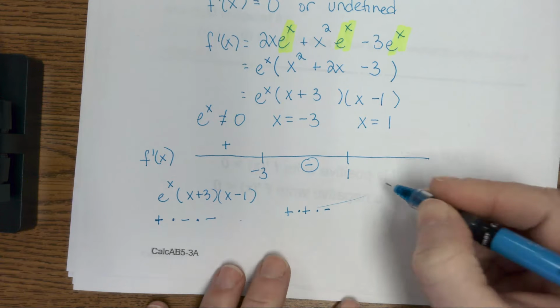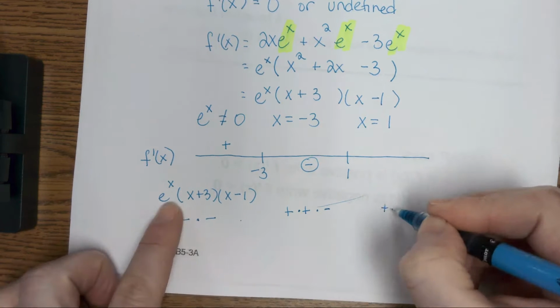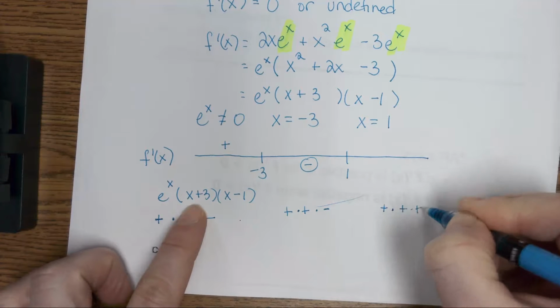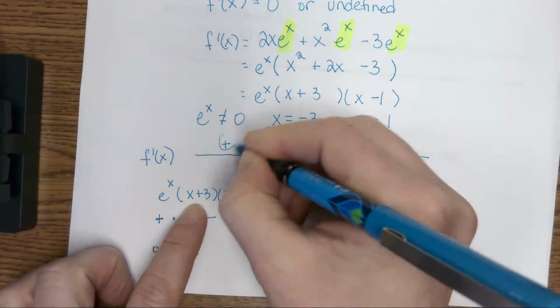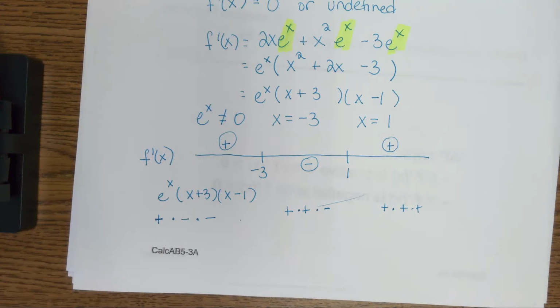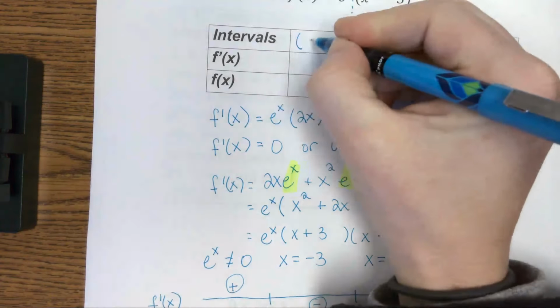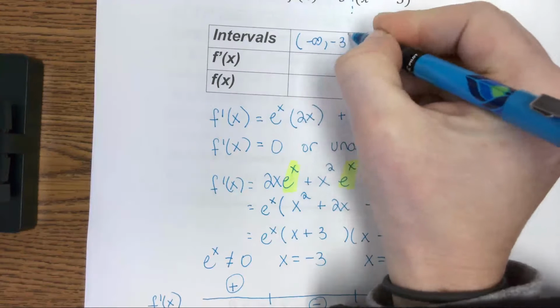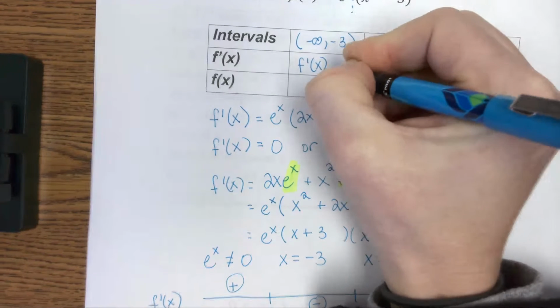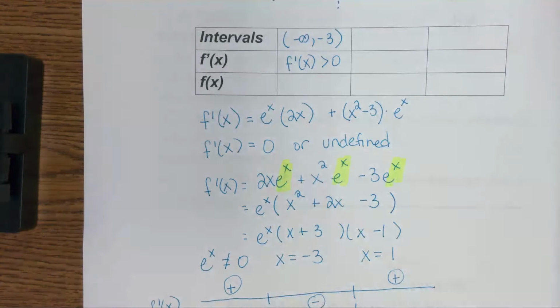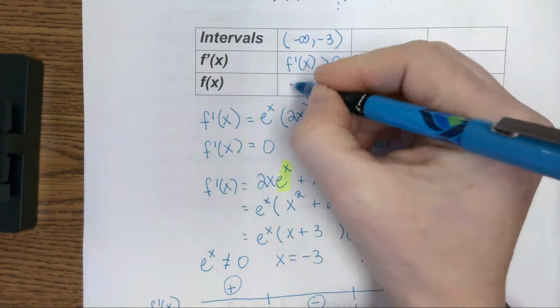And then if I picked 2, for instance, positive, positive, positive. Okay, so I'm going to summarize with my chart up here, and then I'm going to answer the question for relative extrema. The first interval I have is negative infinity to negative 3. On that interval, the derivative was positive, or greater than 0. What that means is that f of x is increasing there.